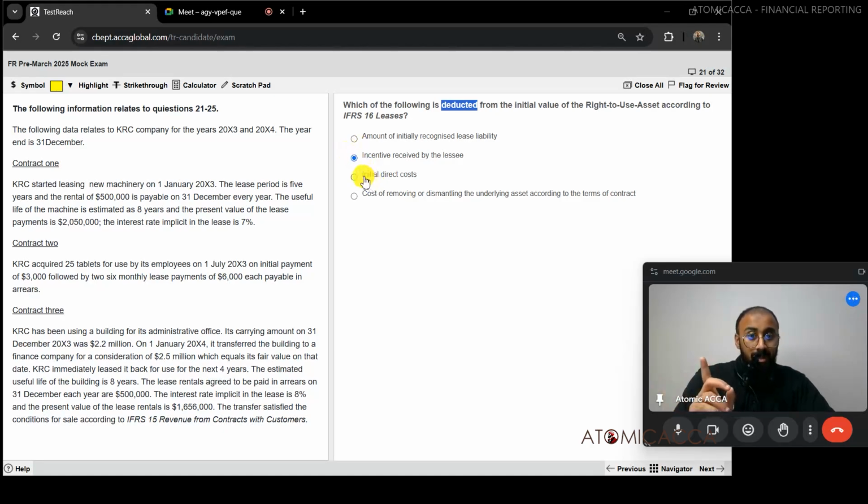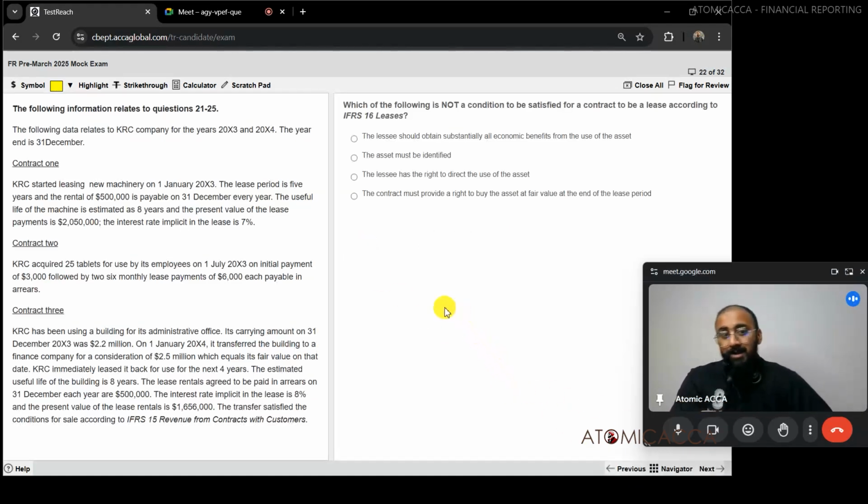Let's see the other ones. Any initial direct cost. When cost or payments are there, you are supposed to add it. So option C is out. Cost of removing or dismantling the underlying asset according to terms of contract. We know that decommissioning cost you have to take to the present value and add it to the cost of asset. So option D is out. With that being said, option B is the answer.